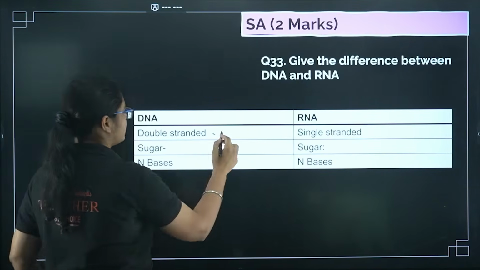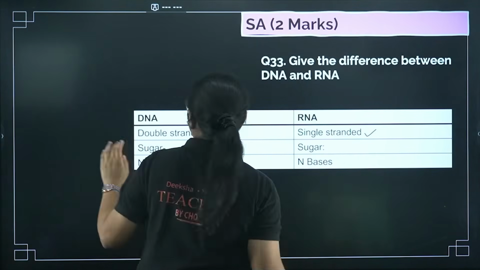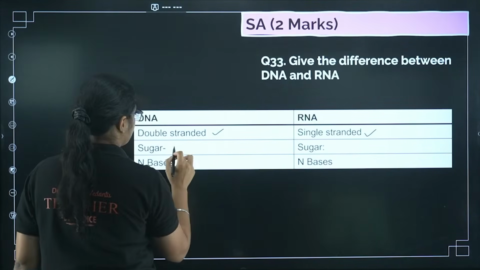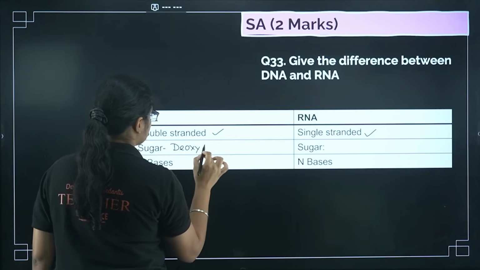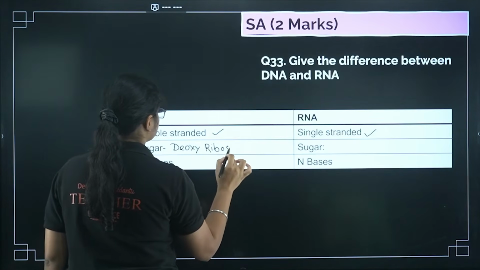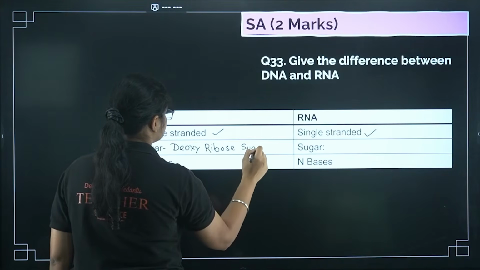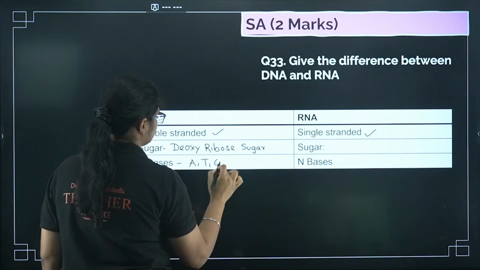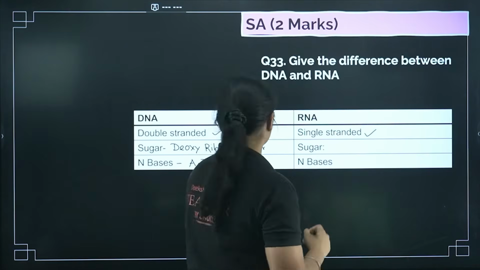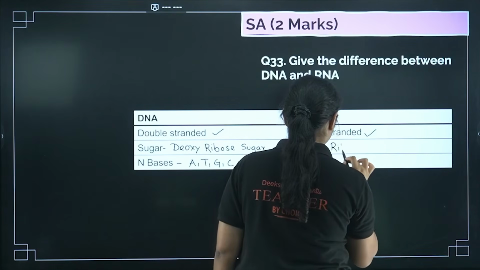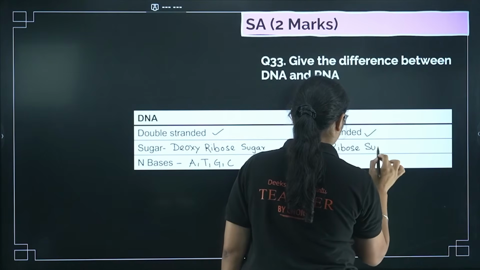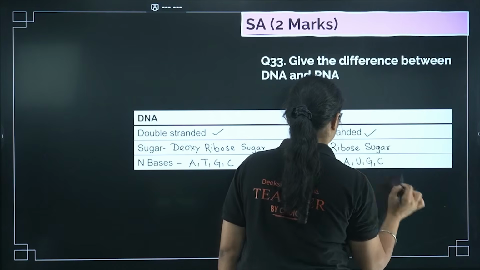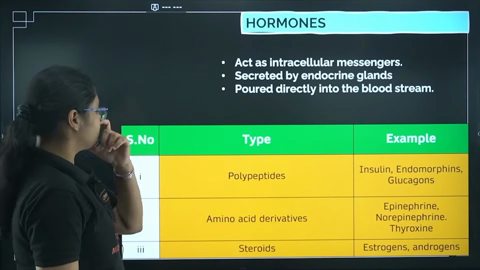So we have double-stranded DNA and in RNA we have single-stranded nucleotide chains. Okay. Now what is the sugar used in DNA? The sugar used here is deoxyribose sugar. Okay. And the nitrogenous bases here are A, T, G and C. And next, what is the sugar used here? It is ribose sugar. Okay. And we have A, U, G and C here. Clear? Okay, next we'll talk about hormones.